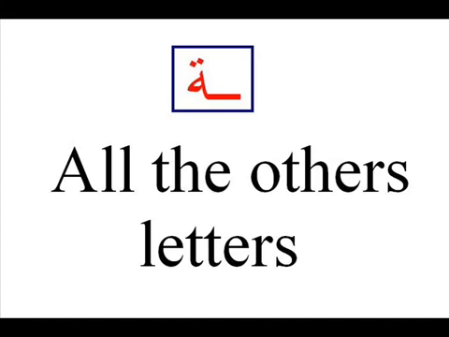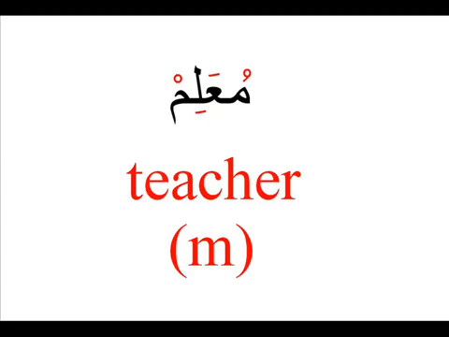Now for the second kind of ta' marbuta, this is used with all the other letters. So if you don't see the previous letters at the end of the word, use this kind of ta' marbuta. Let's have an example. We have the word muallim. I repeat, muallim. Yeah, I know the ain is so hard to pronounce, but no matter, we will understand you.